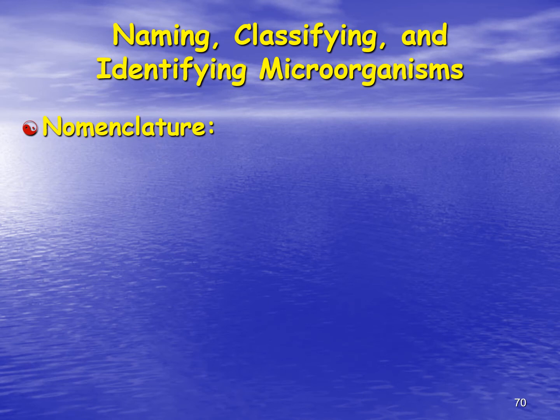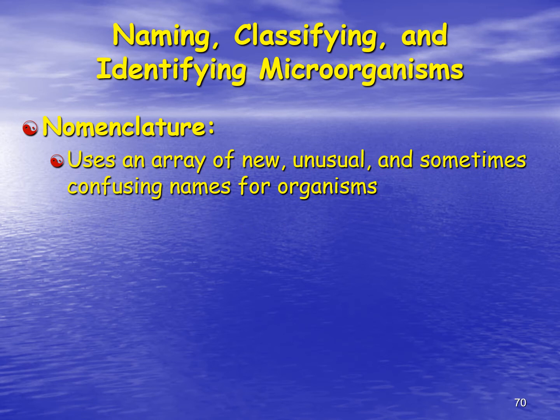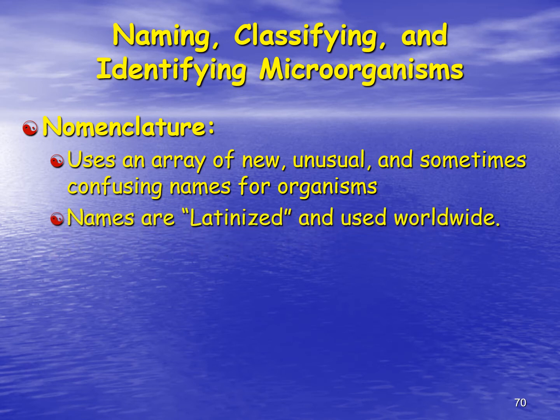Now, we also want to identify these organisms, and with that, we want to put them into categories. And so, nomenclature. We use an array of new, unusual, and sometimes confusing names for organisms. Some organisms are named for their discoverer, some are named for where they're found, some are named for their shape, some are named for the arrangement of the organism, some are named for where they were originally found in the world. So there's a whole bunch of different ways that we name these organisms.